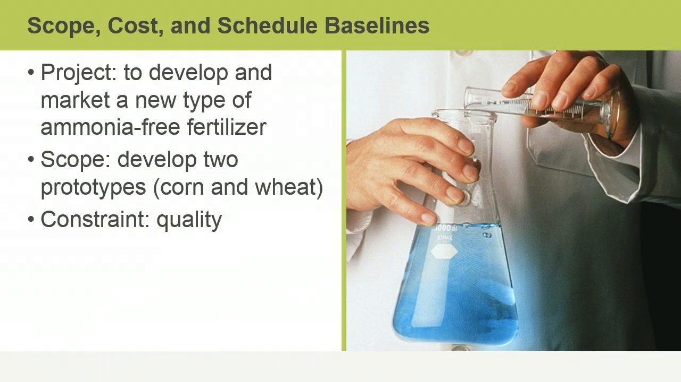During the planning processes, the project manager and team take great care to establish three specific baselines: the scope baseline and the cost and schedule baselines. These are fundamental to the project management plan. The purpose of a baseline is to set expectations for the project performance.